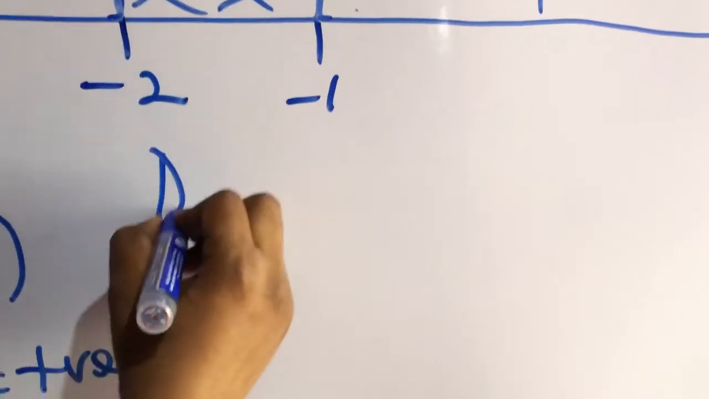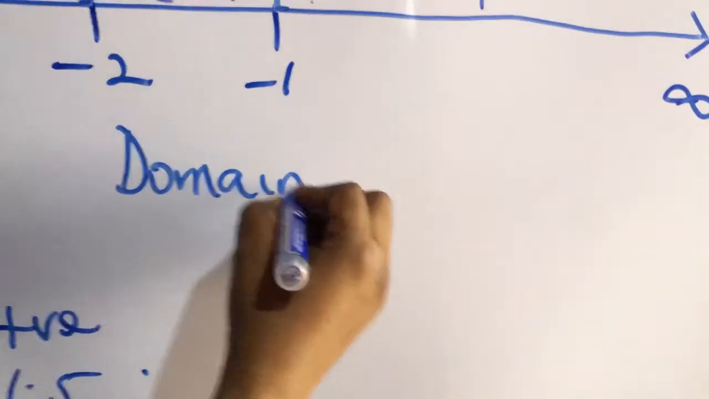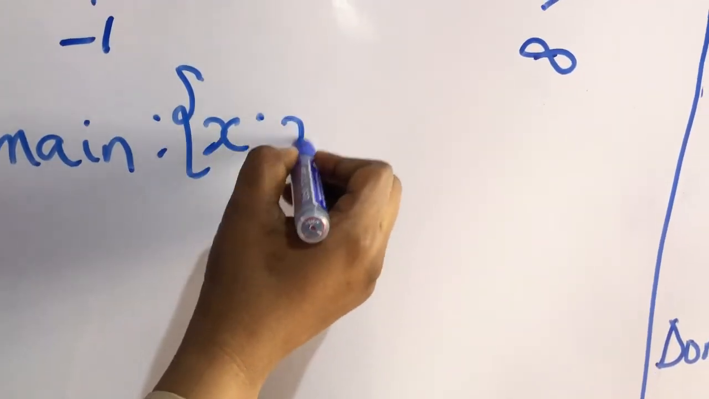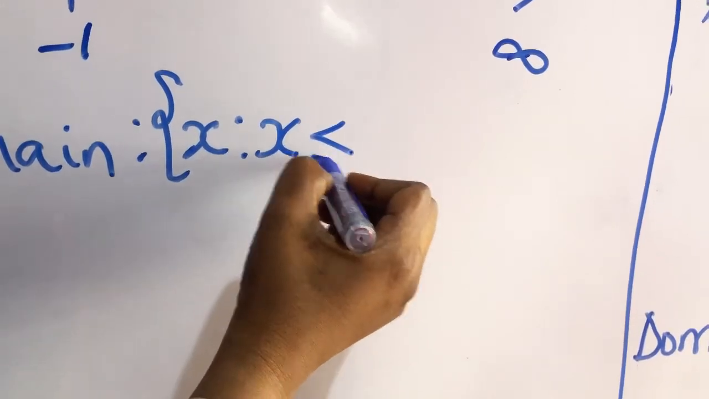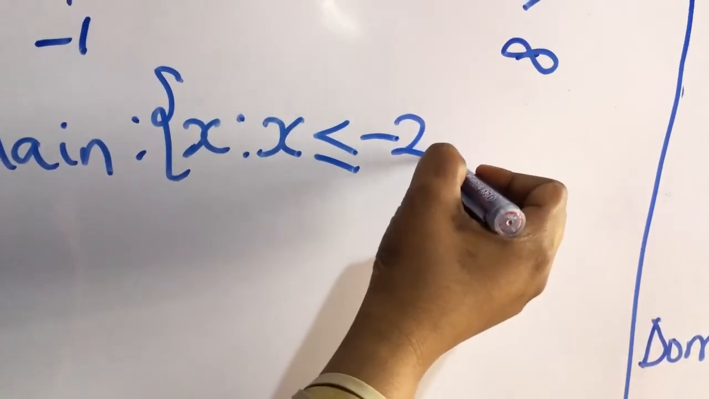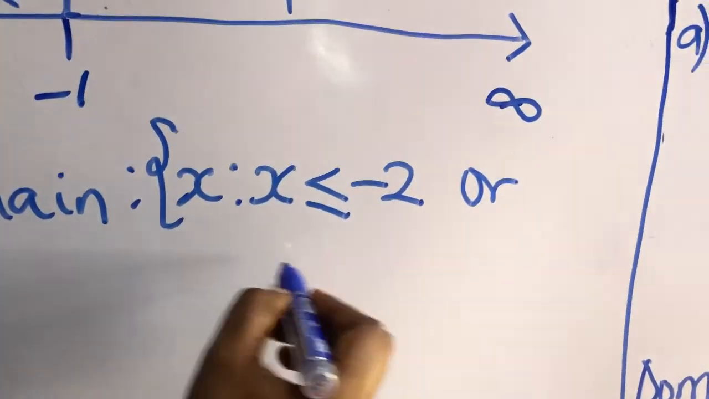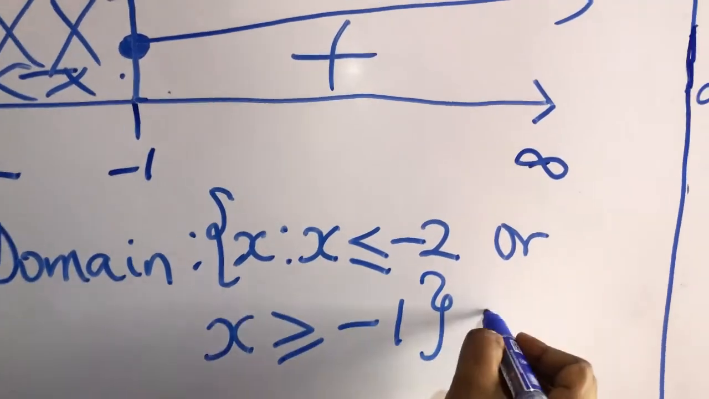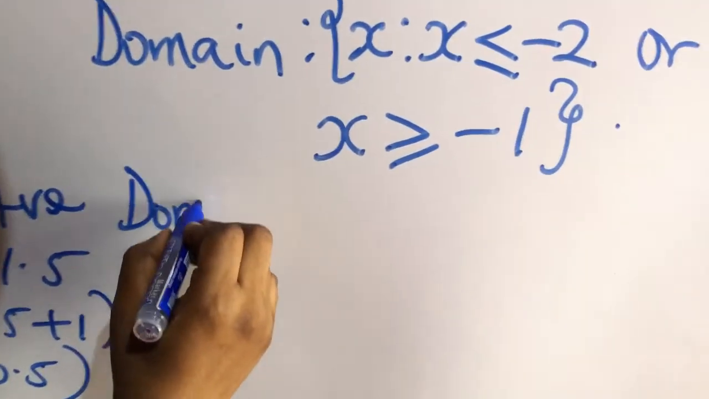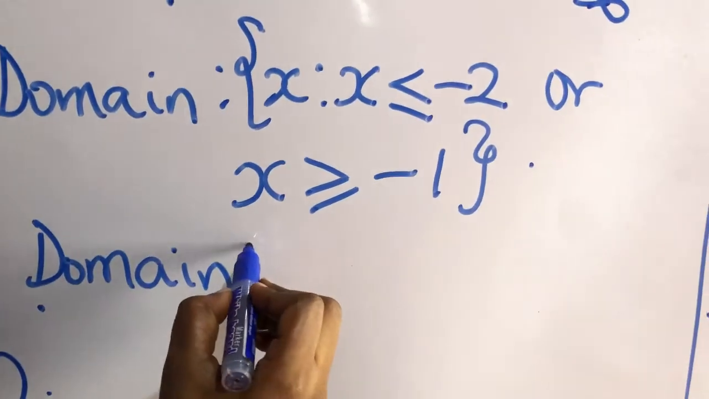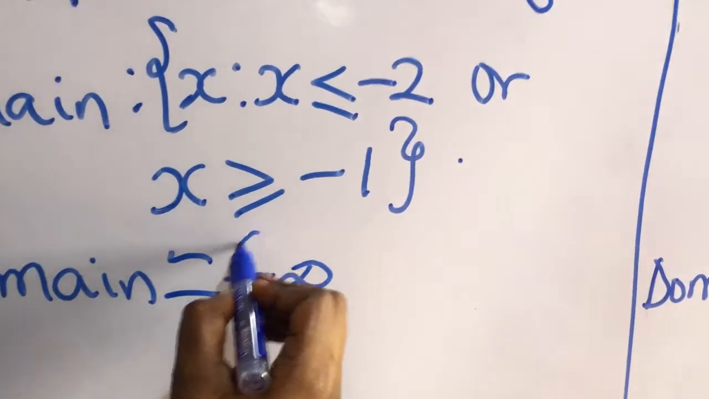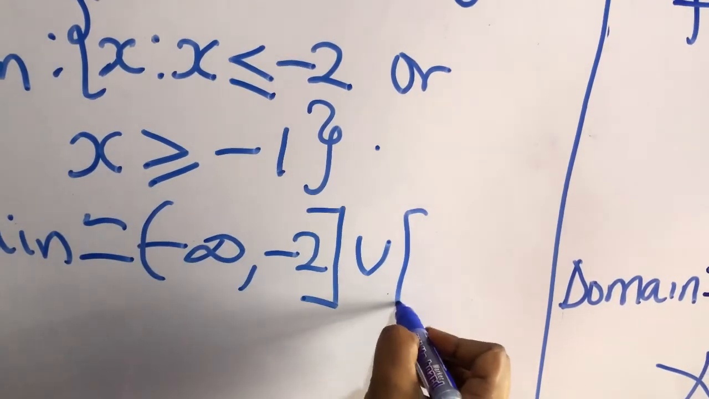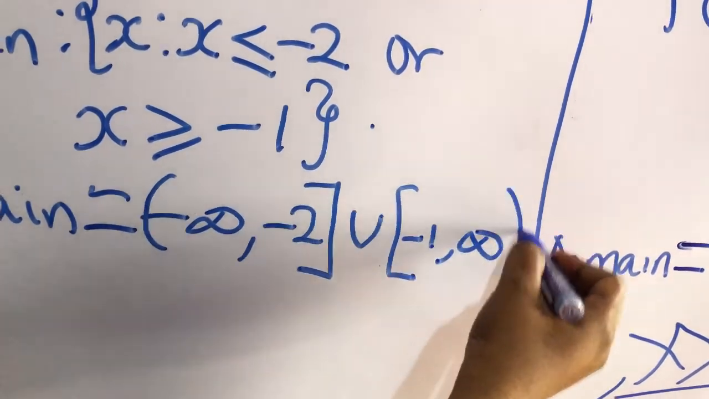So the domain will now be equal to x such that x is less than or equal to minus 2, or x is greater than or equal to minus 1. Another way to write it, the domain will be equal to negative infinity, comma, minus 2, union negative 1, comma, positive infinity.